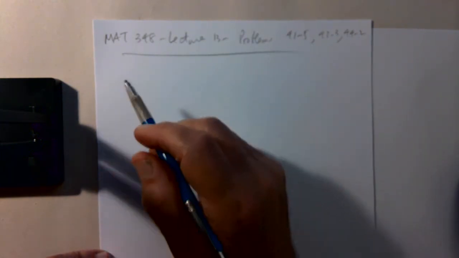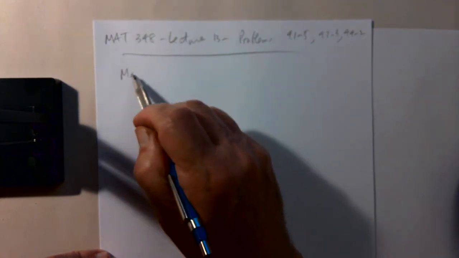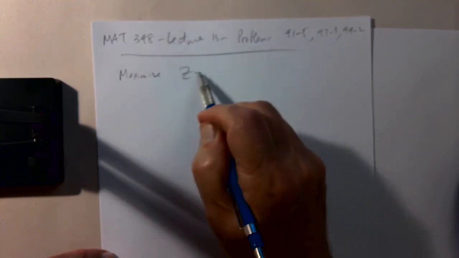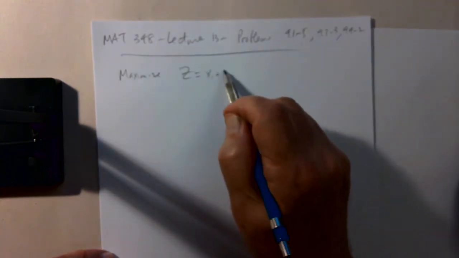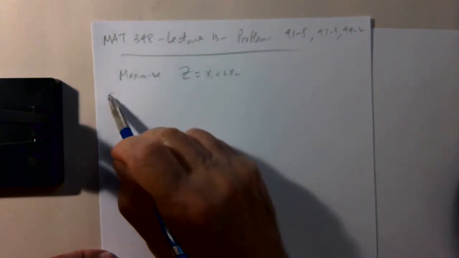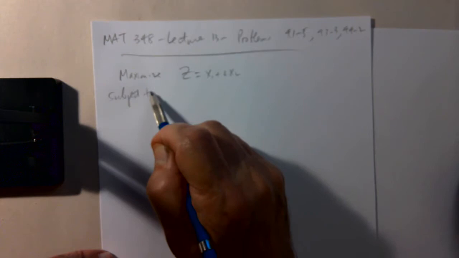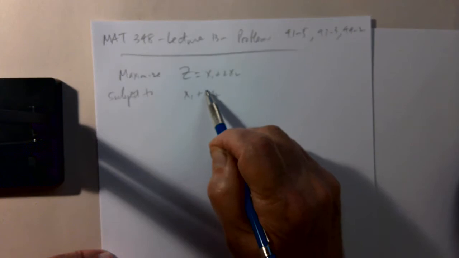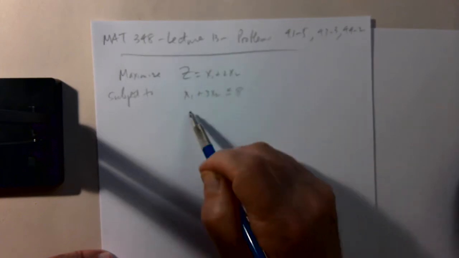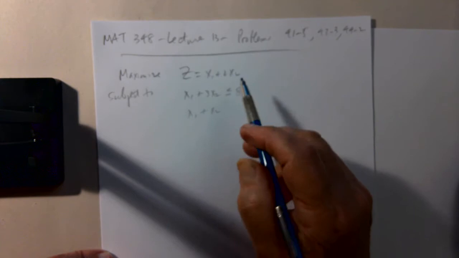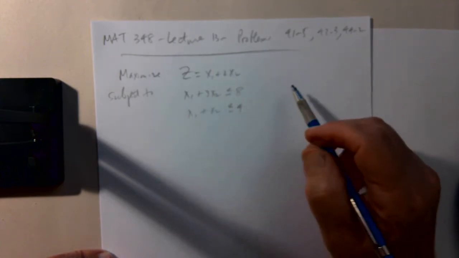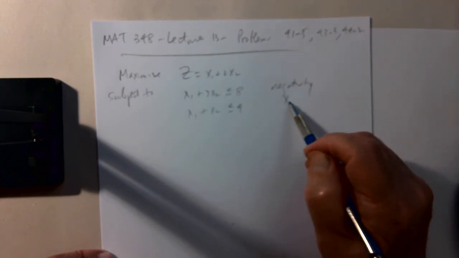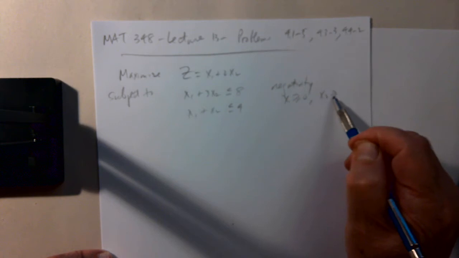4.15. We want to maximize the objective function z equals x1 plus 2x2, subject to 2 constraints, x1 plus 3x2 is at most 8, and x1 plus x2 is at most 4, with the non-negativity conditions, namely x1 is non-negative and x2 is non-negative.